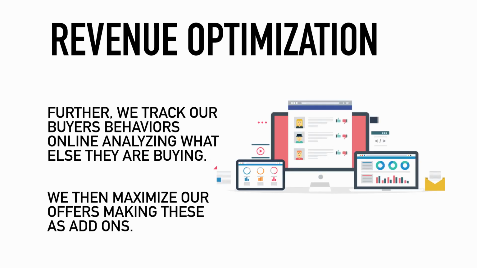So further, what we do is we track our buyers' behaviors online, analyzing what they're buying. And then we maximize offers, making these as add-ons. And again, what we do is we rely on the ad networks to say, hey, these 2,000 people who just visited your website, here's what they've been buying online, and not from you, but from other people. And you actually can get up-to-date reports daily on what these people are buying. And yes, that's how powerful ad targeting is these days, and what the networks are able to tell you.